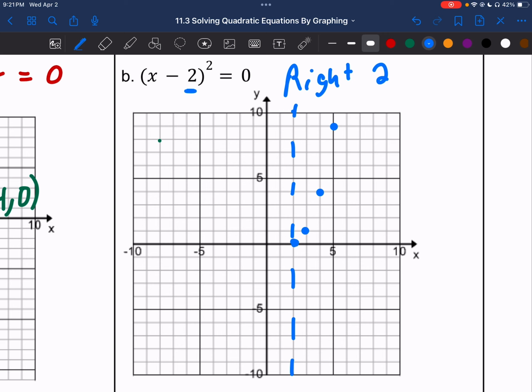So if it's at 5, that would have been 1, 2, 3 units to the right. So I go 1, 2, 3 units to the left. The point at 4, 4 is 2 to the right. So I go 2 to the left. The point at 3, 1 is 1 away. So I go 1 to the left. And now I have my line nicely graphed. So where is my solution? It's right there, 2, comma, 0. 2, comma, 0 is my solution for this problem.